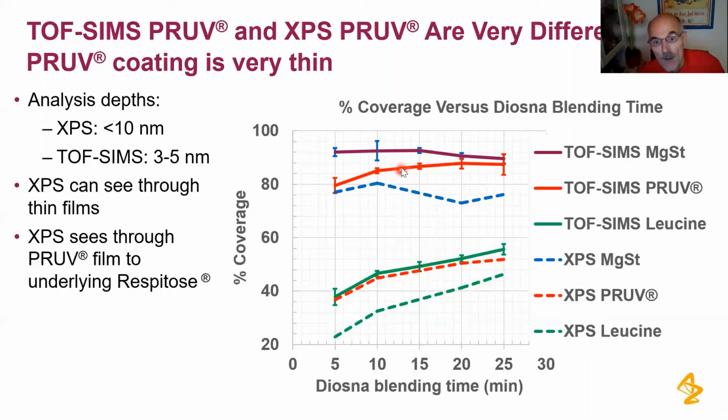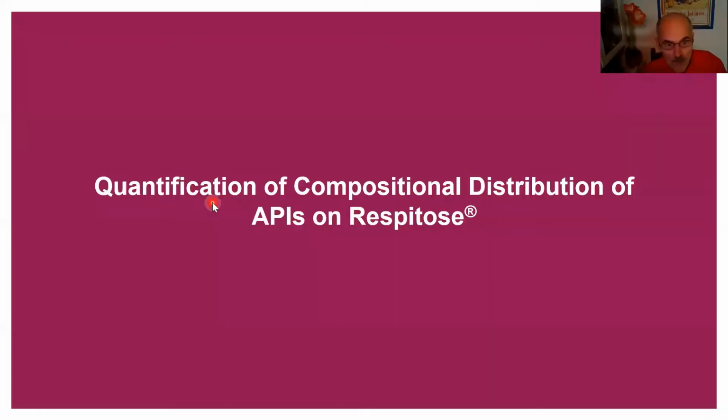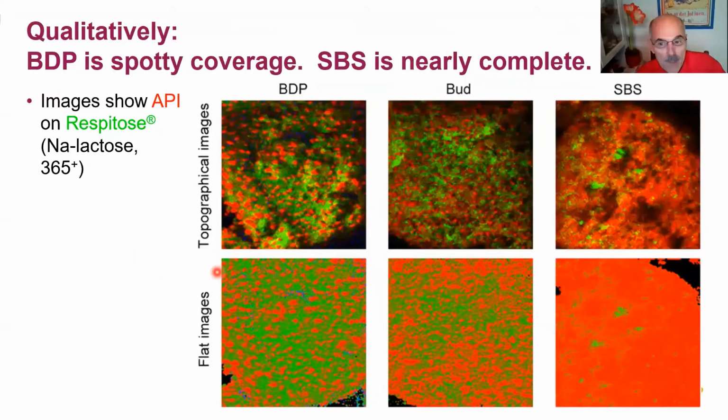and the TOF-SIMS for magnesium stearate and the XPS for magnesium stearate are very similar. So PROVE is a very thin coating by comparison. We also have now the other set, which is quantifying the compositional distribution of APIs on respirators. And here, the surprising thing is that we're coating respirators with SBS as if it were a coating agent almost.